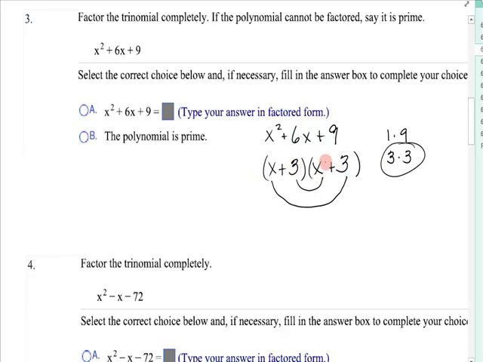The product of the first, x times x is x squared. Outer product, 3x. Inner product, 3x. Those add up to be 6x. Product of the last, 3 times 3 is 9.